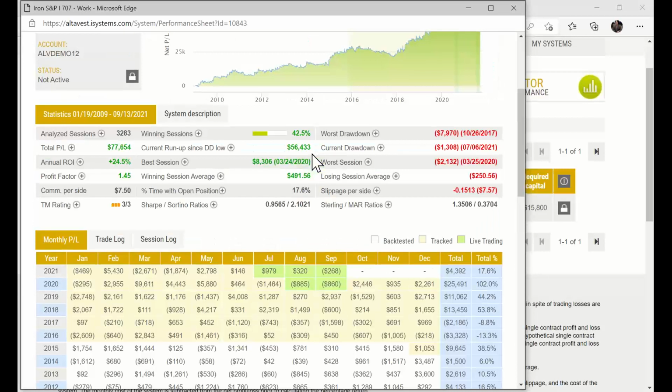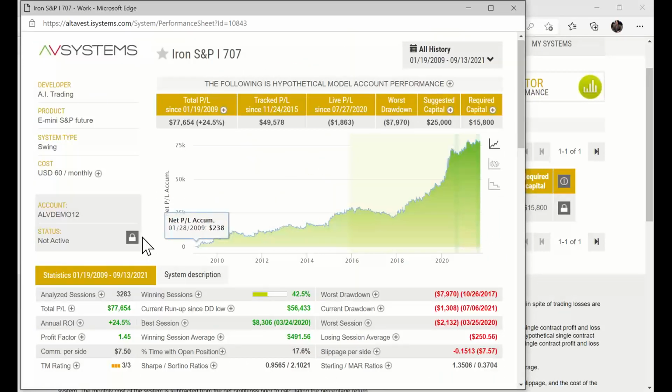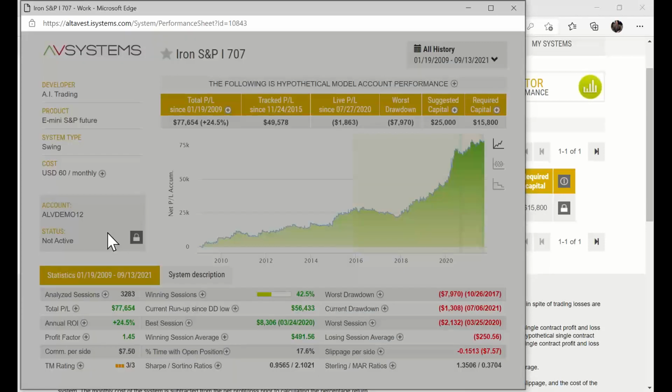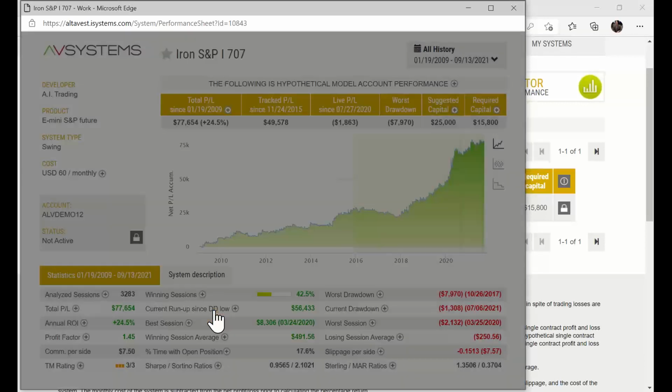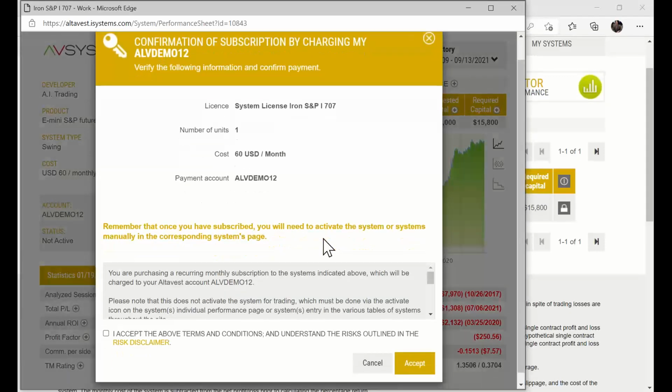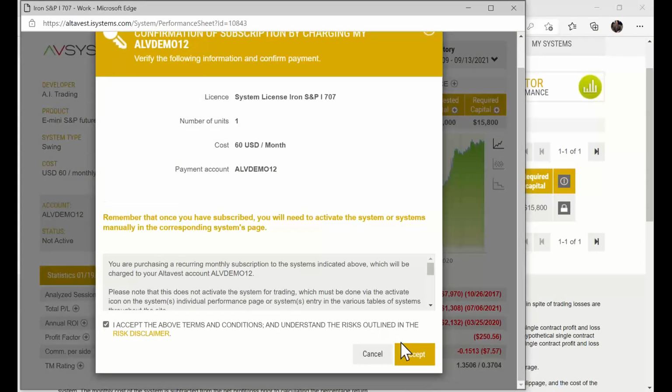And if you wanted to actually trade and go live with this system and turn it on, you would just click this buy license button here. And you would see 1 unit. That's just 1 contract. And you would subscribe. And it's asking you to read and accept the risk disclosure, of course.